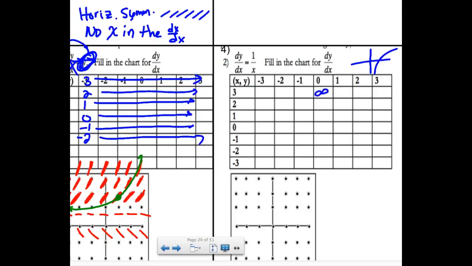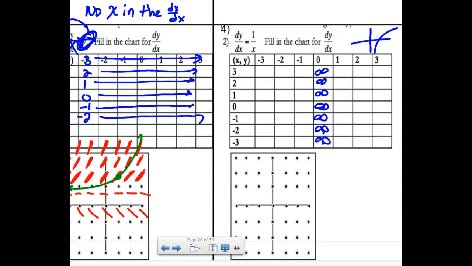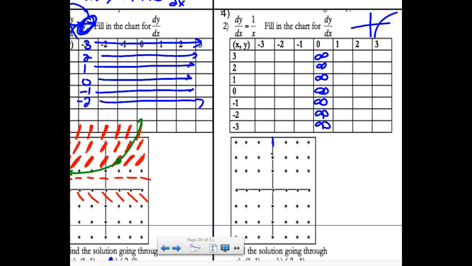So I look for the zeros and the infinities first. So all the way on down here. What does that mean I'm going to make on my slope field? Little verticals. Okay, so all these, that's your asymptote really analytically.